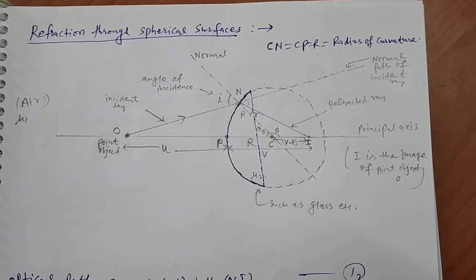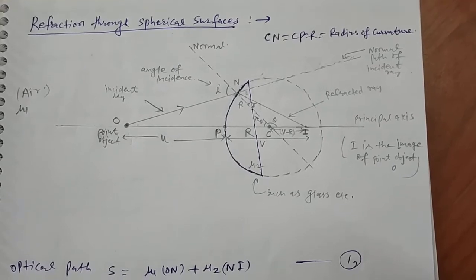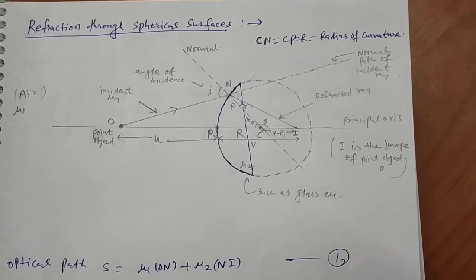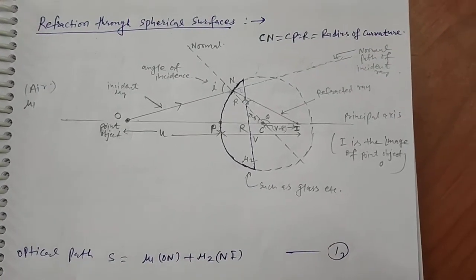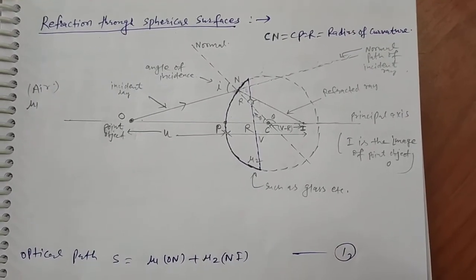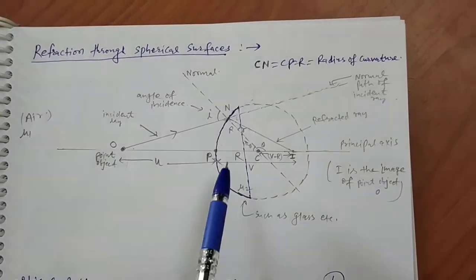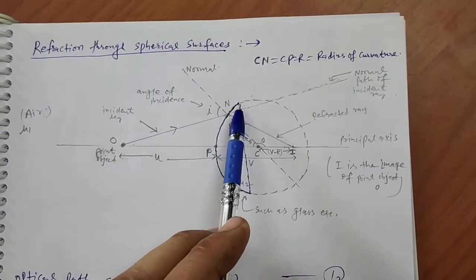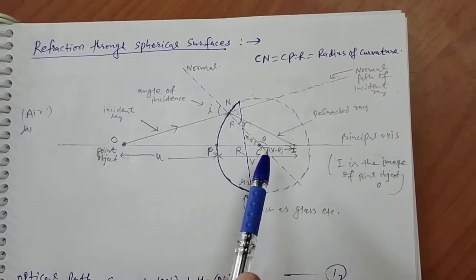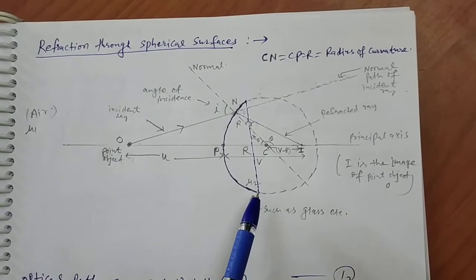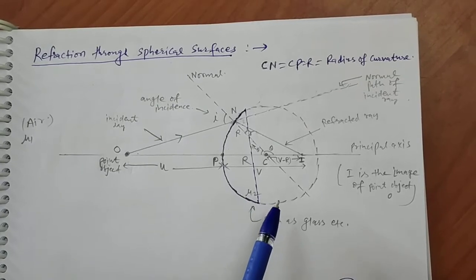Today we will derive an expression for refraction through a spherical surface. We want to derive a relation among u, v and r. Here this is a spherical section, this is a sphere. Actually, spherical surfaces are the sections which are cut from the sphere.